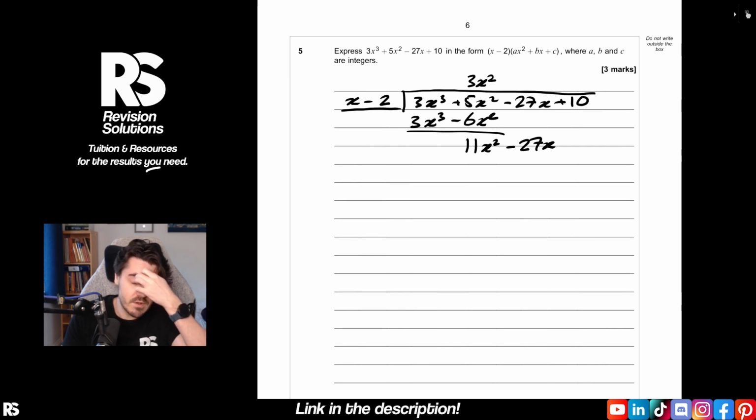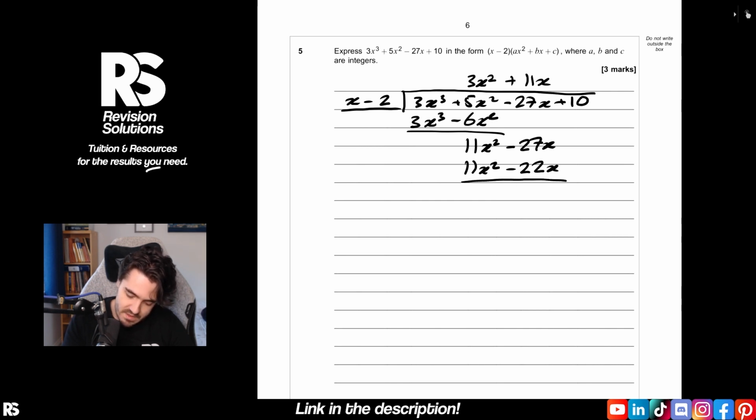And then we repeat that process. So we take the highest power of x yet to be divided, which is 11x squared, and divide it by the highest power of x in our divisor. So 11x squared divided by x just gives us 11x. So we write down 11x in our x column, and then we multiply through again. So x times 11x gives us 11x squared back. And then minus 2 times 11x gives us minus 22x.